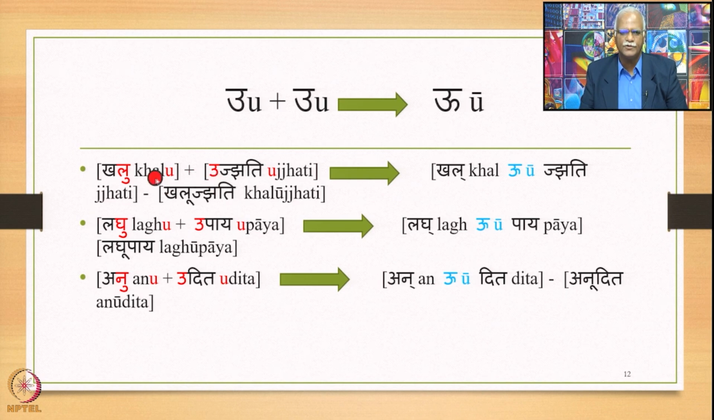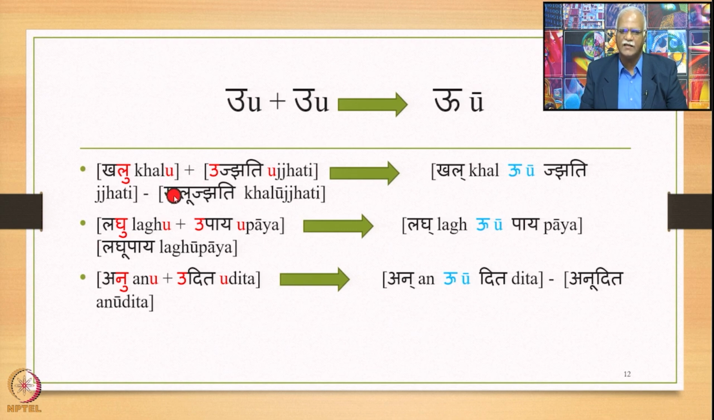So u is savarna with this u. In place of both these ukaras, 6.1.101 applies and substitutes one long u in place of two. So we have khal, u and jhati as the generated output. When we join them together, we get khalujjhati as the finished output. Khalujjhati. This is an example where the ukaras appear in different padas as part of the sentence.